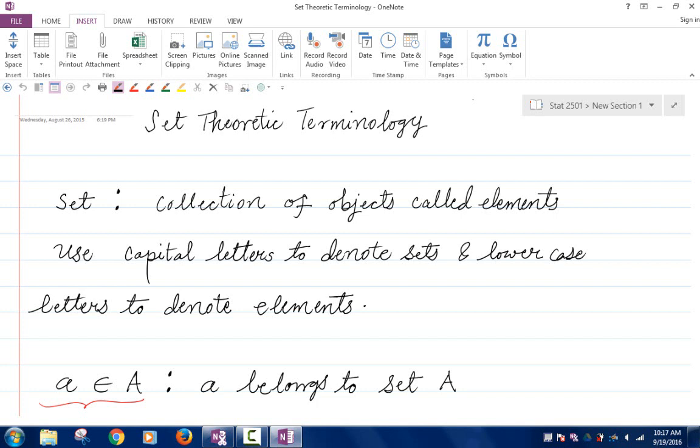So what is a set? A set is just a collection of objects, and they will be called the elements. We are going to use capital letters to denote sets, and we are going to use lowercase letters to denote the elements of a set.